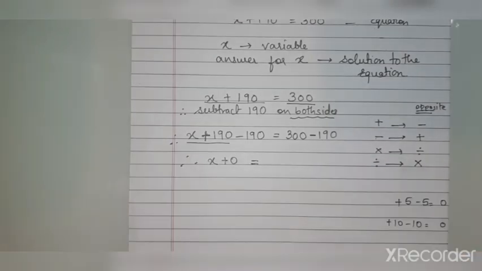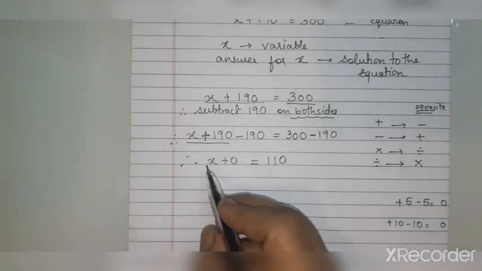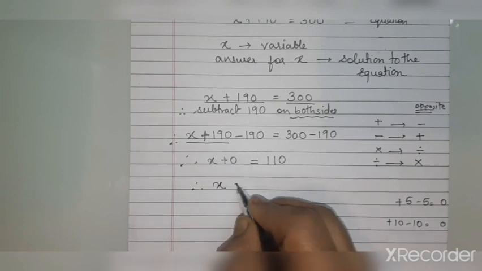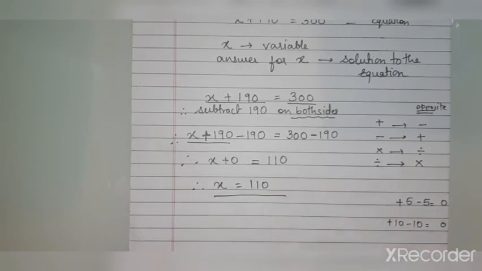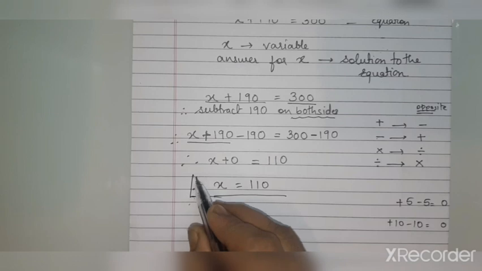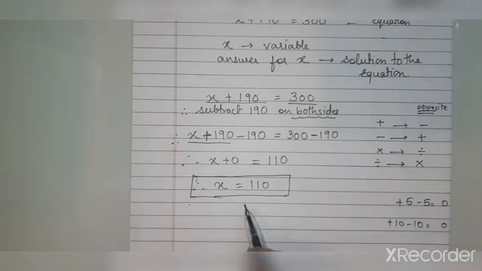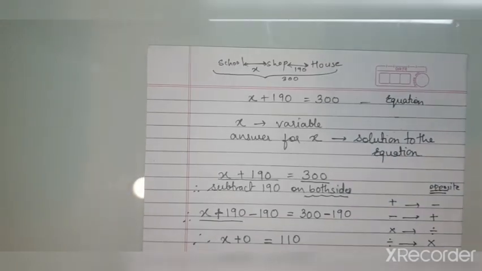Which is equal to 300 minus 190. You can do this calculation in rough and you'll get the answer as 110. Now x plus 0, anything you add with 0, it is the same number. So x is equal to 110. This is the solution to the equation, because I have got what the variable is equal to. Once you get what the letter is equal to, that is a solution to the equation.